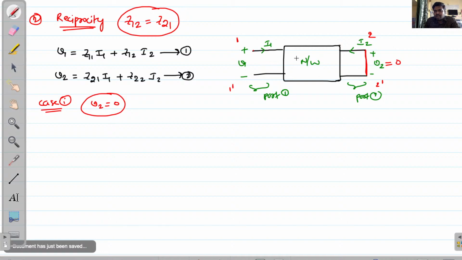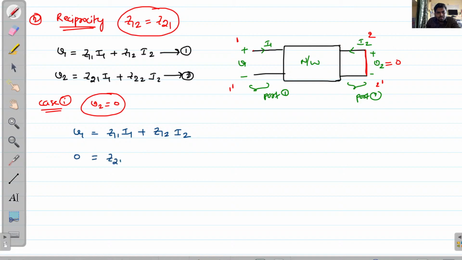In this context, taking this equation again, V1 equals Z11 I1 plus Z12 I2, and by making V2 equal 0, 0 equals Z21 I1 plus Z22 I2. But if you observe, this I1 current is moving like this.